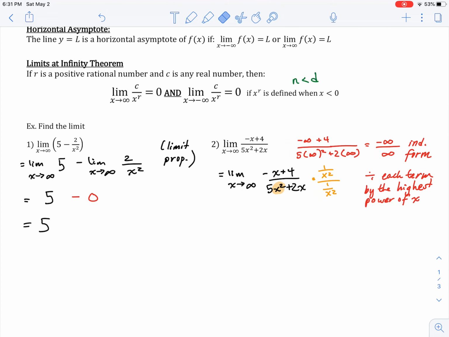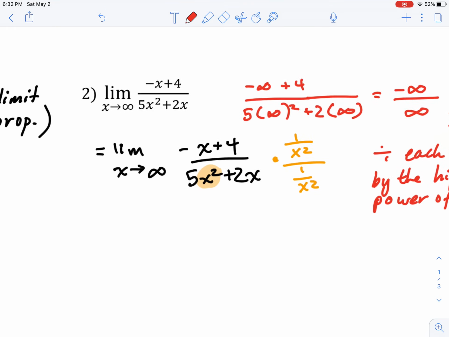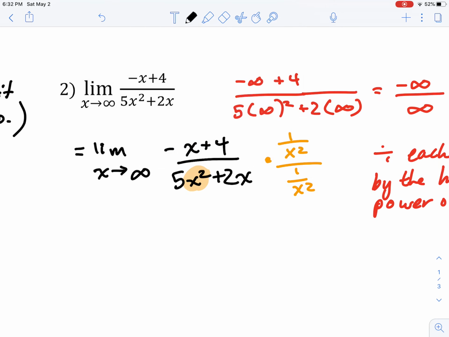And why are we doing this? Because this is our way of applying the limits at infinity theorem, right? Because we know that if we can rewrite this with a constant in the numerator and x squared in the denominator, each term will effectively become 0. Here's what I mean. Let's actually divide, and hopefully that'll make more sense.